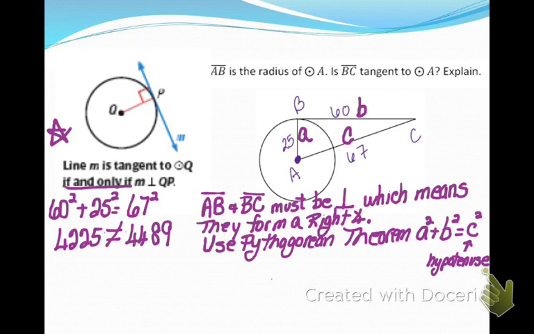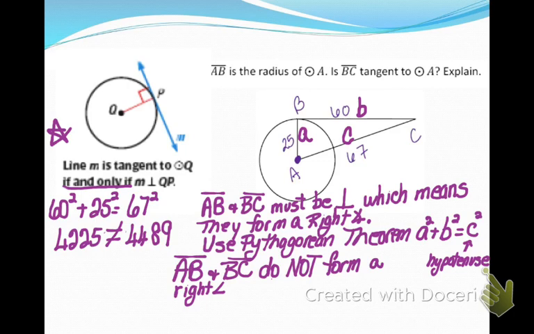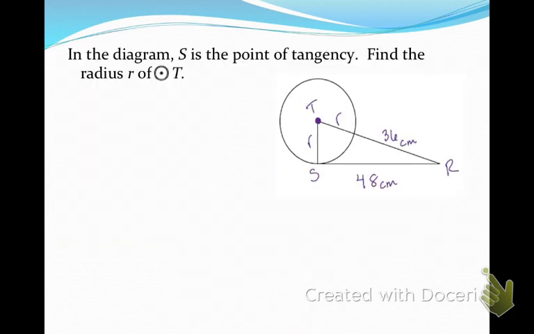4,225 does not equal 4,489. So line segment AB and BC do not form a right angle. Therefore, line segment BC is not tangent to circle A. Okay, you're welcome to go back and listen to that and look at that again.